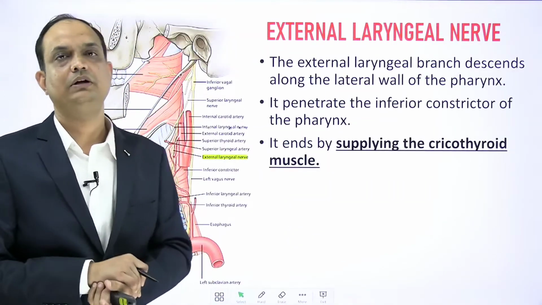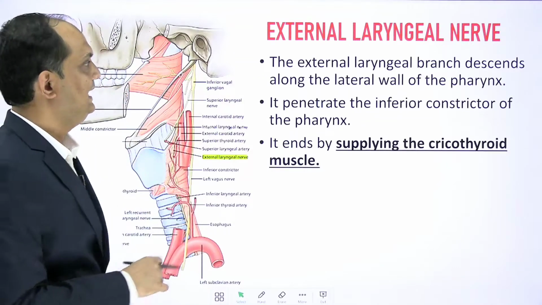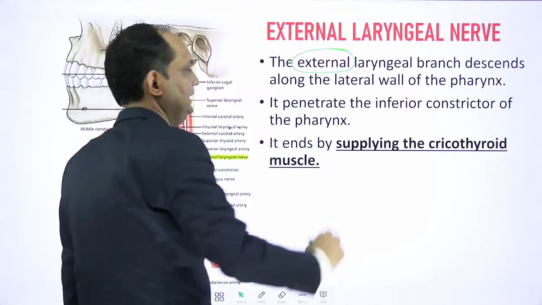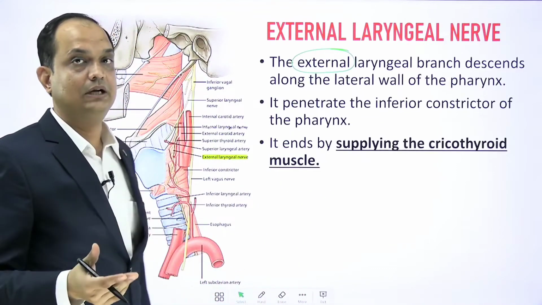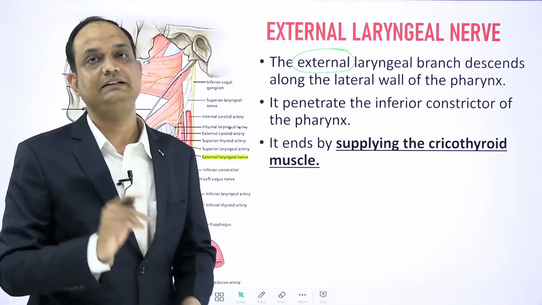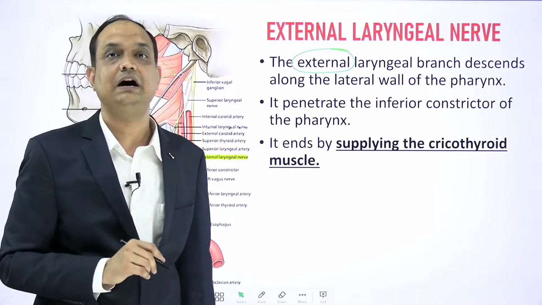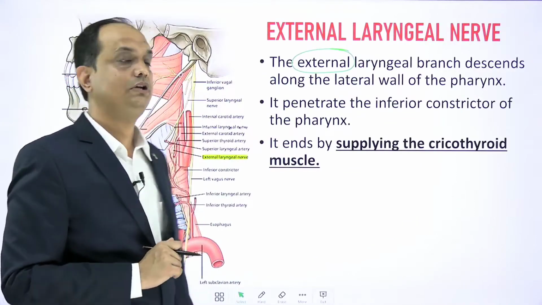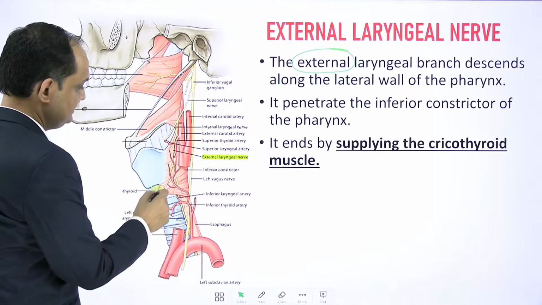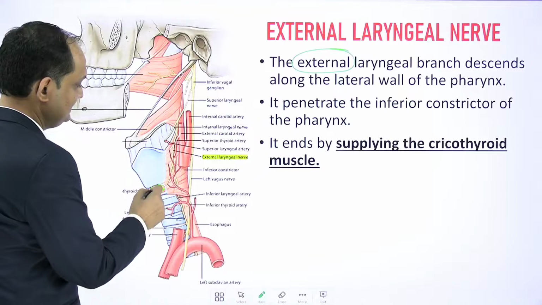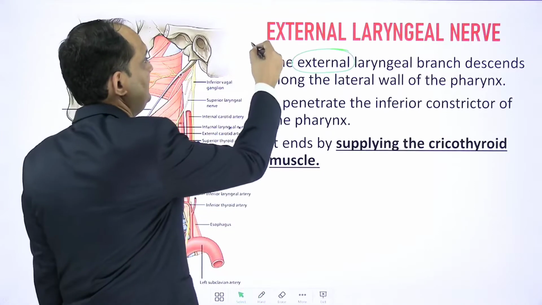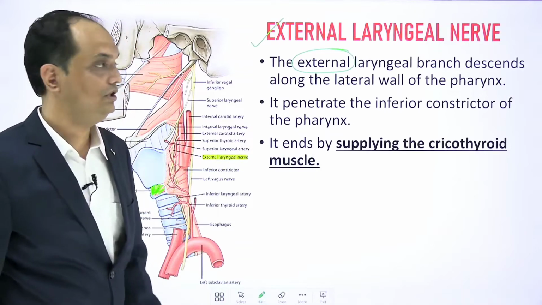Now what about the external laryngeal nerve? As the name suggests, this nerve remains outside the larynx. Among all the intrinsic muscles of the larynx, there is a single muscle which lies outside, and that is known as the cricothyroid. This cricothyroid muscle remains outside the larynx and is present on the external surface, so it is supplied by this external laryngeal nerve.